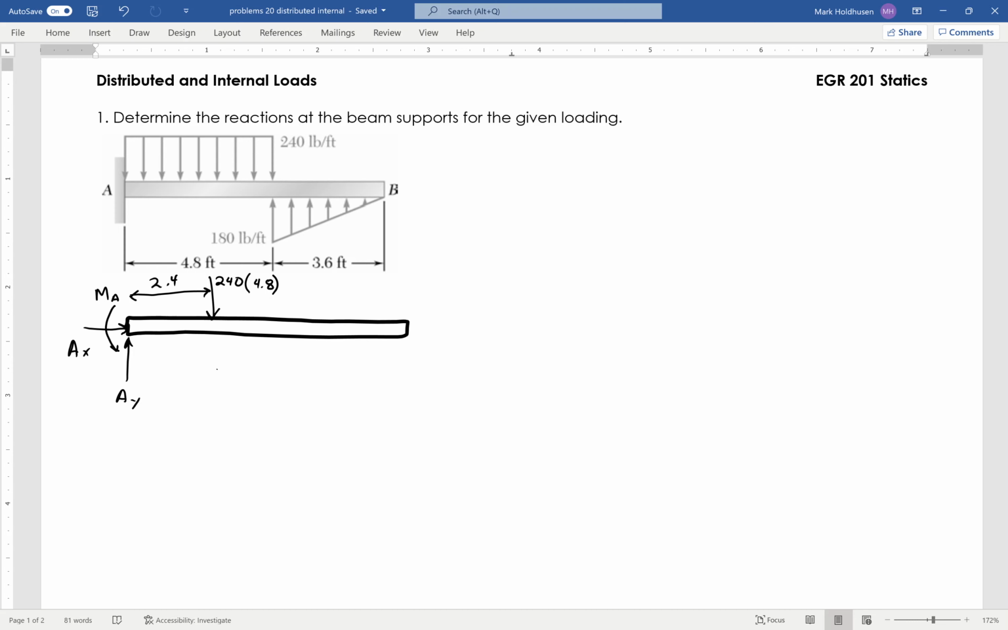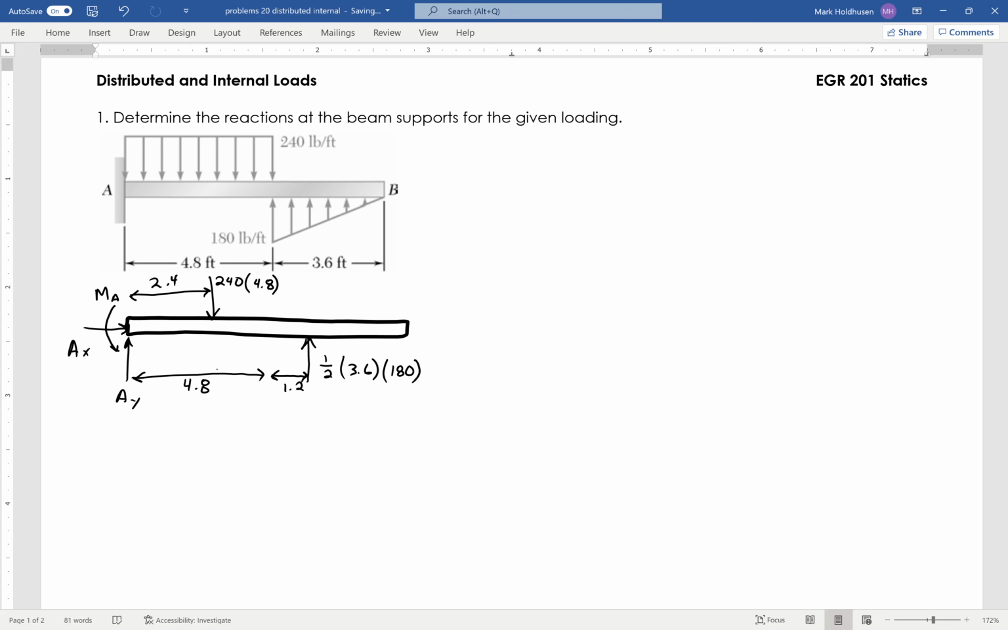Similarly, for the triangular load, I'm going to have a concentrated load that I'll put right here, which is going to be effectively 1.2 over from the flat side. I get that from 1/3 of the height, so 3.6 divided by 3. And again, from here to here is 4.8, just so we know exactly where that's located. So that's the location of that distributed load, representing it as a point load. And its area is going to be 1/2 times that 3.6 times the 180 given right there.